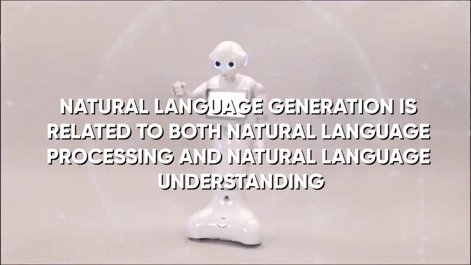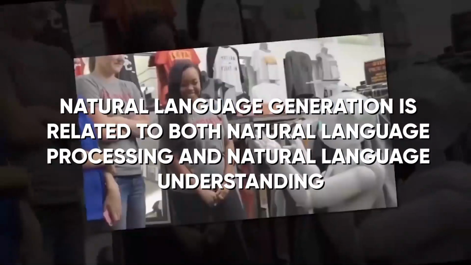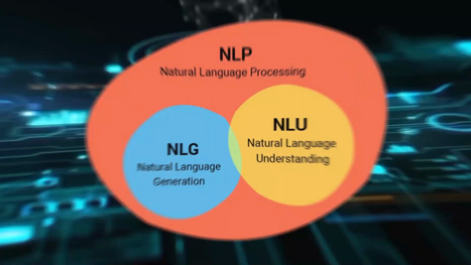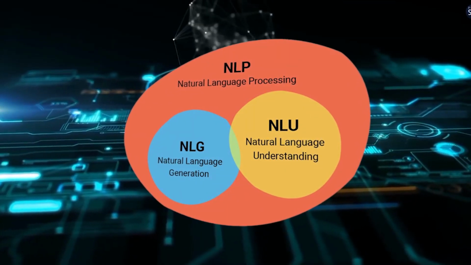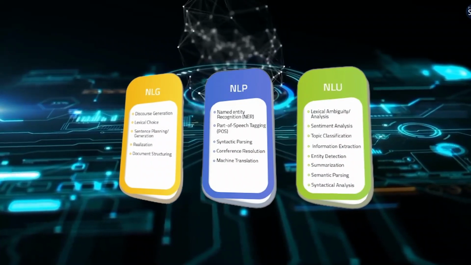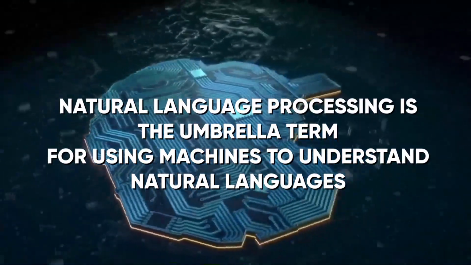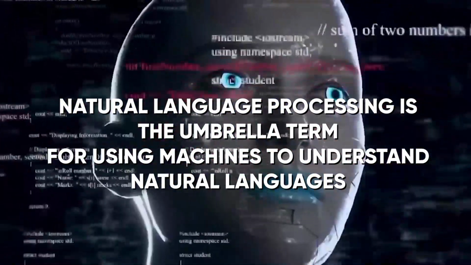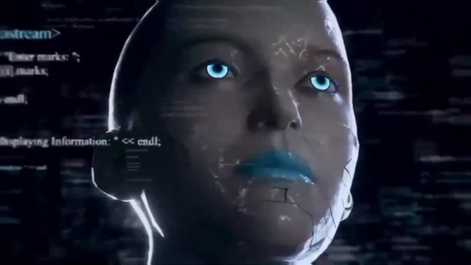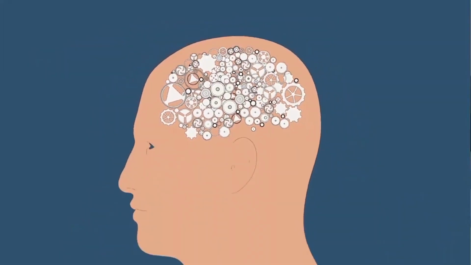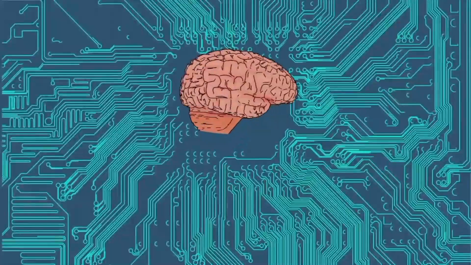Natural language generation is related to both natural language processing and natural language understanding. Those are commonly addressed as NLP and NLU, respectively. However, there are significant differences between NLG, NLP, and NLU. Natural language processing is the umbrella term for using machines to understand natural languages in both written and verbal forms. Natural language generation and natural language understanding are both parts of natural language processing.